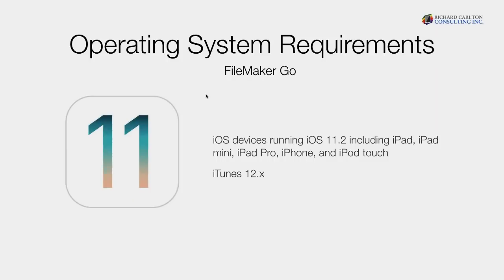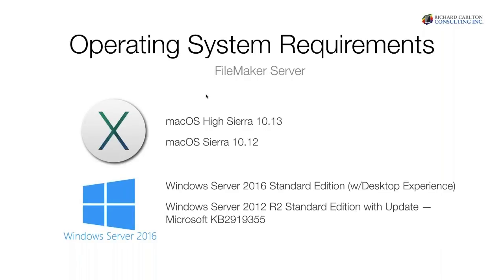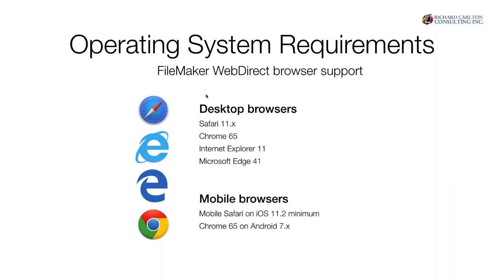So the operating systems for server, once again, 10.12, 10.13 on the Mac, and then Windows Server 10.12 with the update that you see here. All this information is available on FileMaker's website. Go to the product and then hit technical tech specs, and it'll bring you this information.